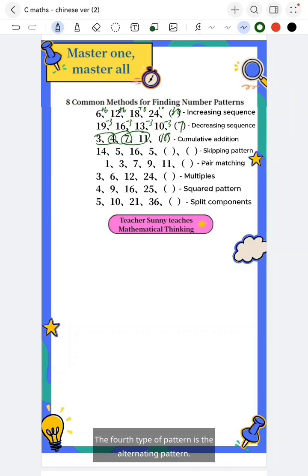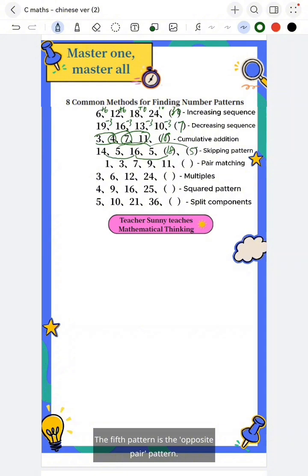The fourth type of pattern is the alternating pattern. For alternating patterns, look at the sequence separately. For example, 14 and 16, this increases by 2, so it's every other term. For the alternating terms, this side also increases by 28, so 16 plus 28. The 5-line stuff remains unchanged.